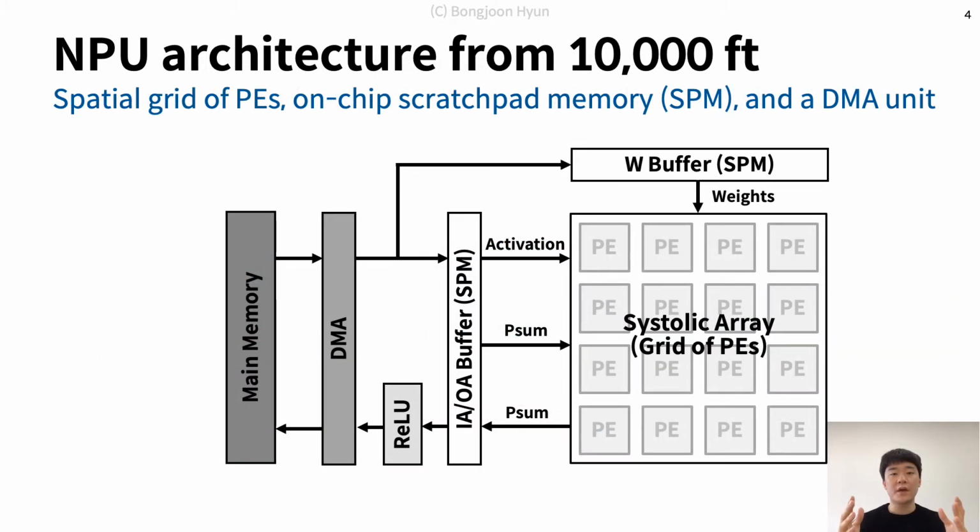Given the large number of NPU architectures proposed in past literature, it is a bit challenging to define a generic NPU architecture design. However, a common characteristic that we observe from the majority of these designs is as follows. First, many of these NPU architectures employ a spatial grid of processing elements. Second, the memory hierarchy consists of a large on-chip scratchpad memory which is populated by DMA units.